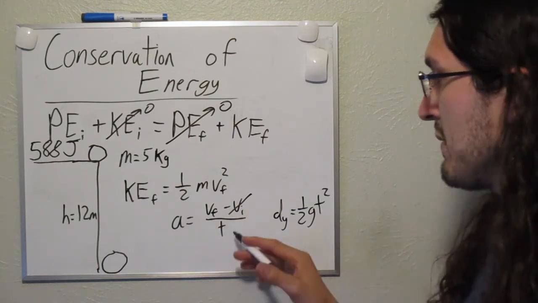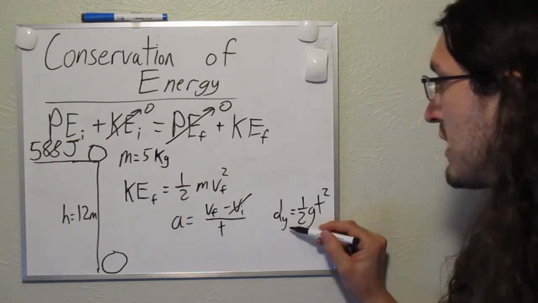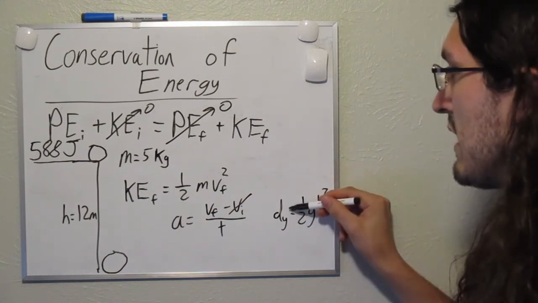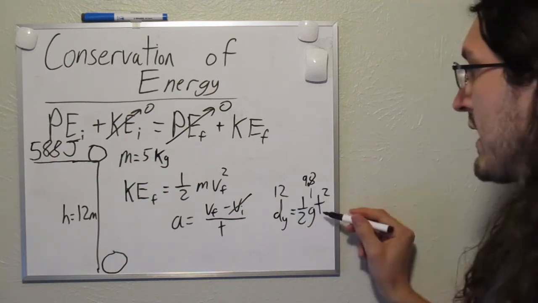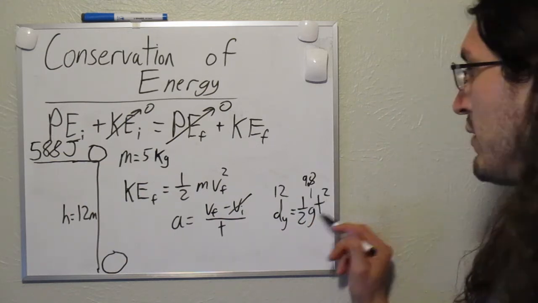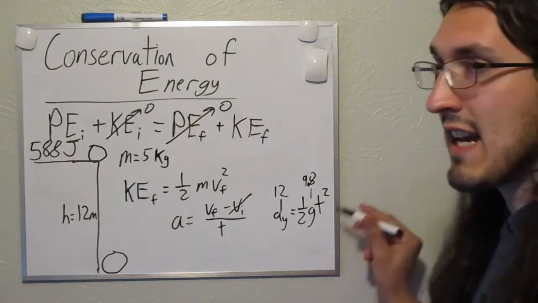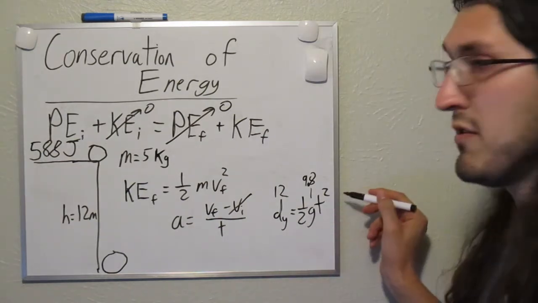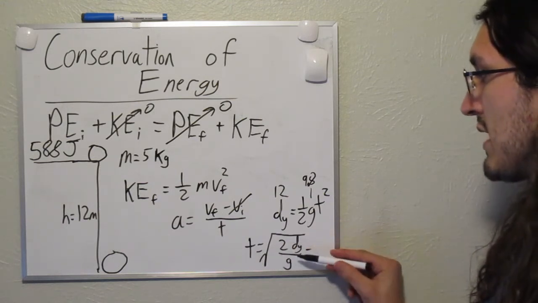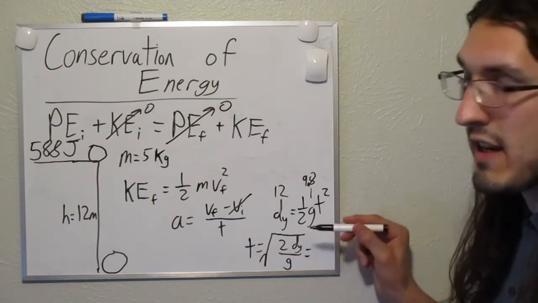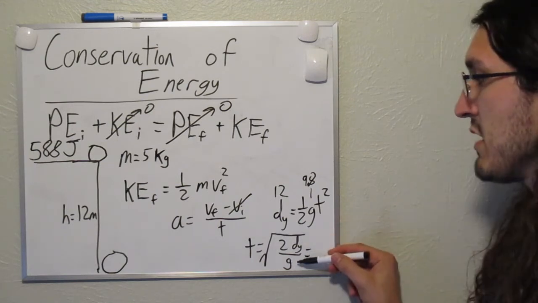The way I can find time is by using this equation, because I know the vertical displacement dy is just the height, so this is going to be 12. I know g is 9.8, and I can solve for time, knowing those two variables. If I isolate time in this equation, it turns into this equation. So time is equal to the square root of 2 times the vertical displacement, or the height, divided by g, which is 9.8.